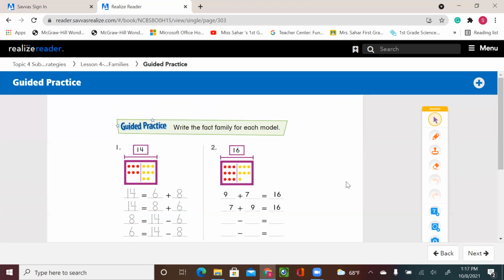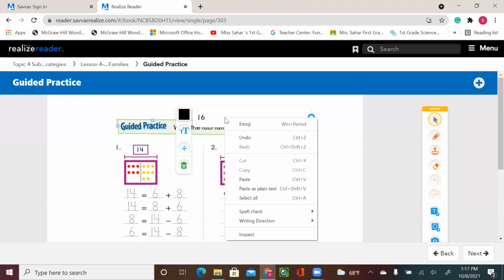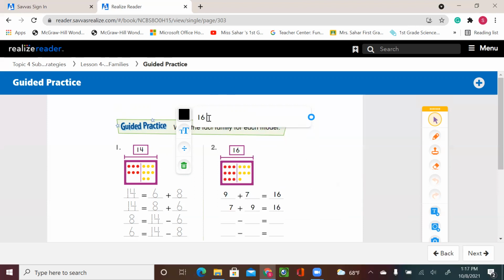Now we need to do the subtraction. So I can start with 16 and I take away the 7, or 16 and I take away the 9. Let's do 16 minus 9 equals. 16 take away 9 equals, very good, 7. So let's put it down.